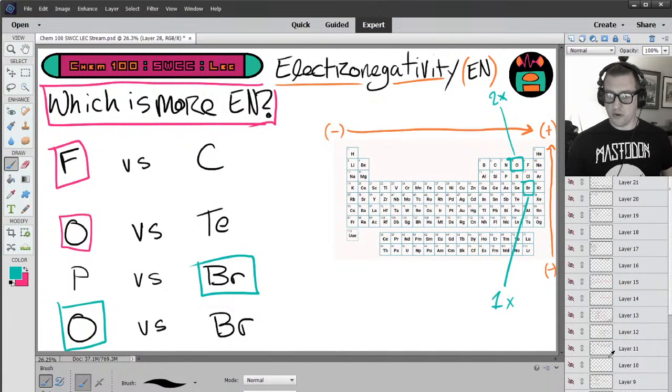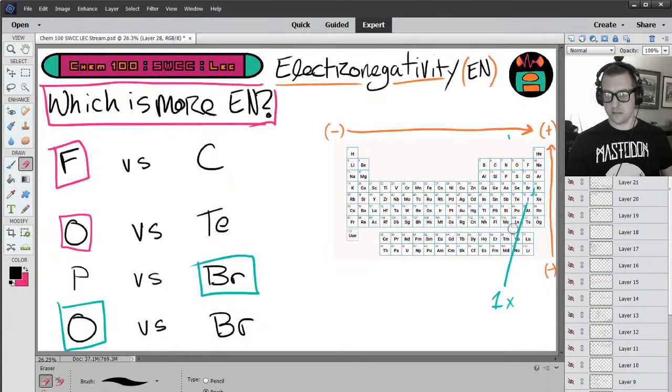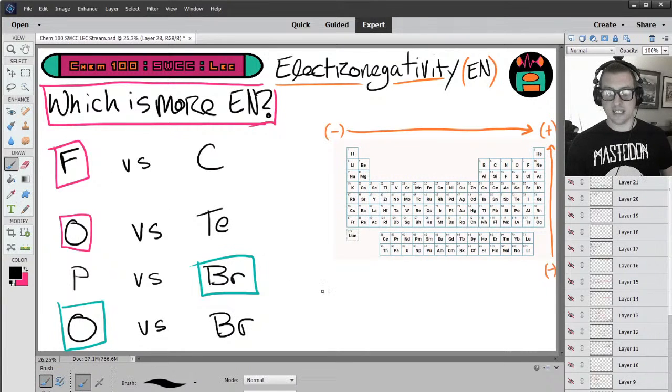Now, what happens when we really go for the jugular? This is the hardest electronegativity question I can ask you on an exam, and I'm going to ask you right here in lecture. Oxygen versus chlorine.